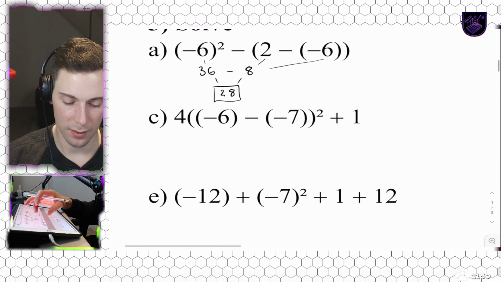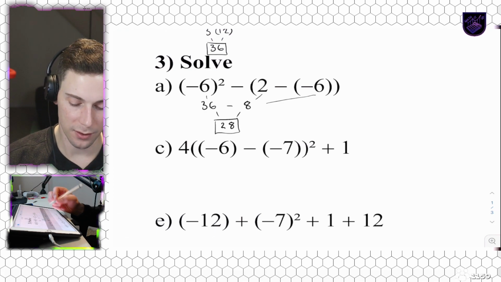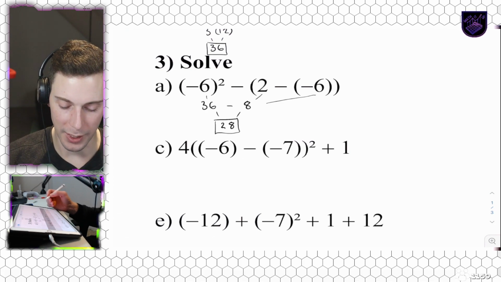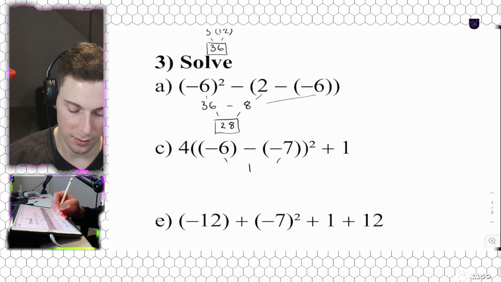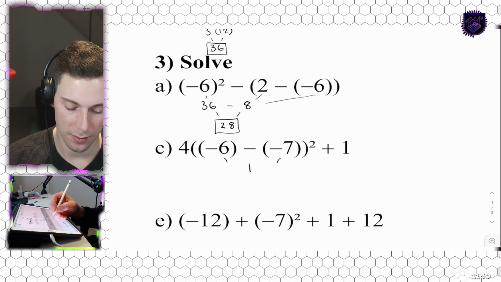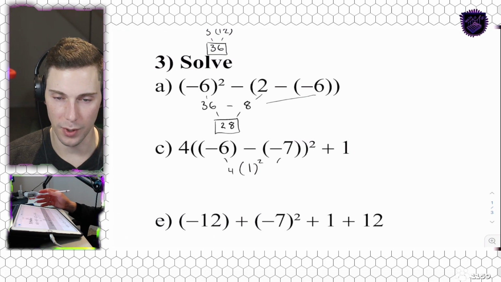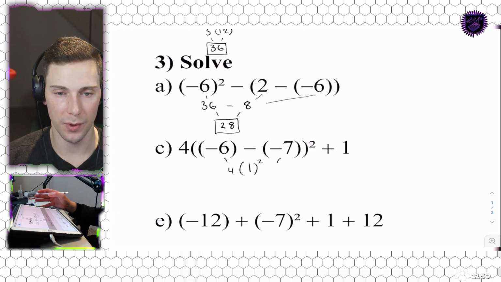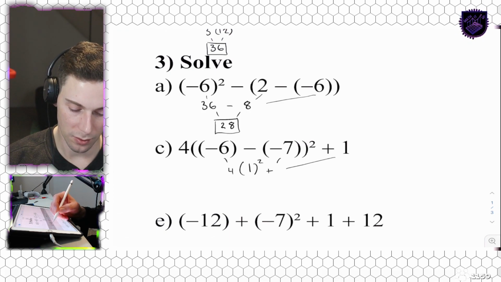3C. All right. Whoa, okay. Ooh. All right, this is a tricky one here. So we're going to do what we can inside. So we're going to do -6 minus -7. So this is going to be 1. And then we have 1 squared to the power of 4. And what order do we do this in now? 1 times 4. Oh, and drop down the 1. Plus 1. Drop down the 4.